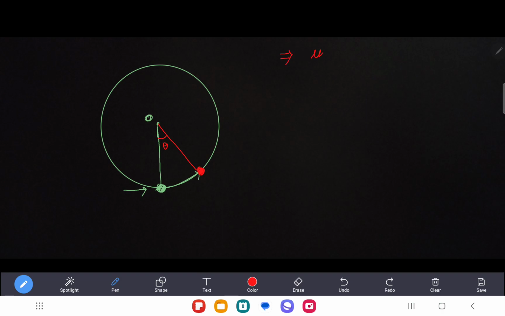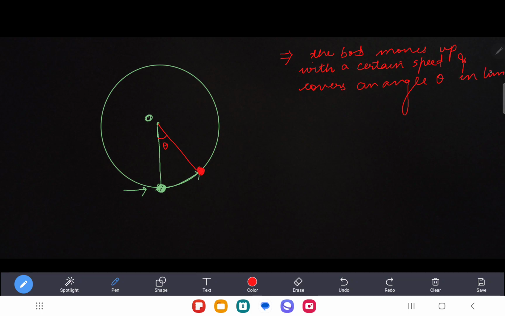Just understand. So the bob moves up with a certain speed and covers an angle theta in time t. Let's suppose it moves an angle of 30 degrees in, let's suppose, 5 seconds. You understand?